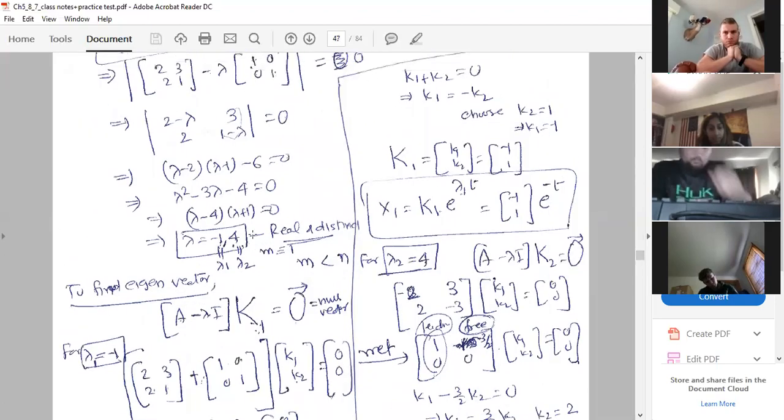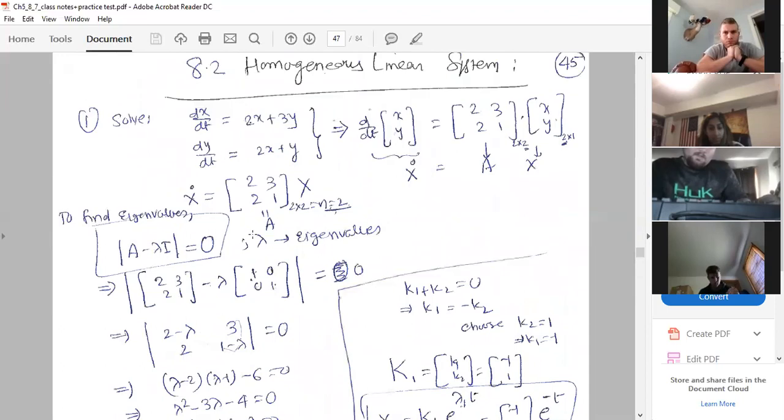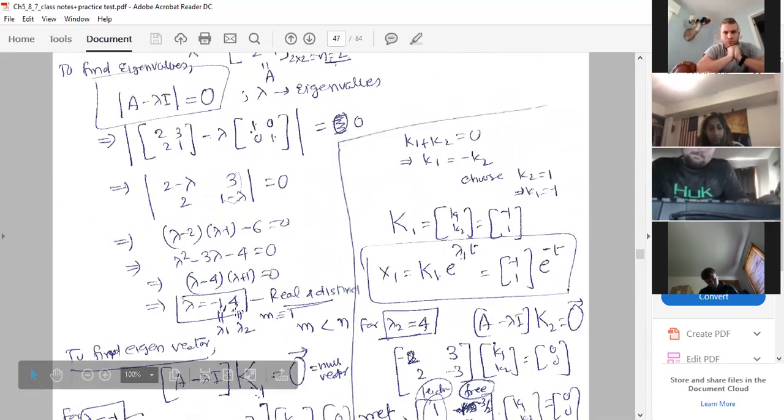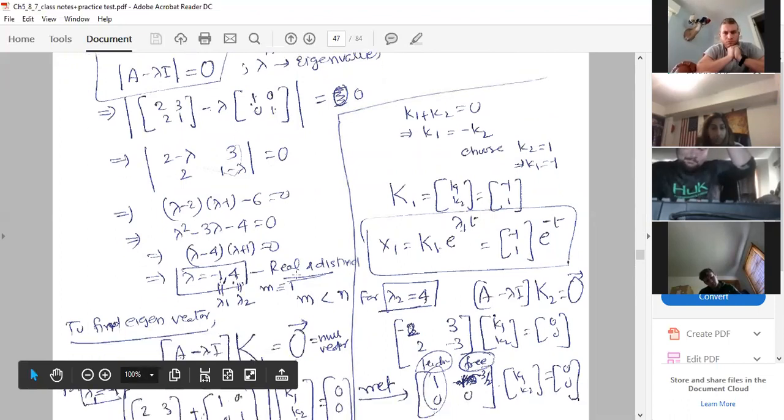Here, -1 and 4. So again, look at over here. My lambda equal to -1 and 4. One of these I would like to denote by lambda 1. Second one is lambda 2. M equal to 1 because multiplicity, none of these is repeated. So multiplicity is just 1. Roots are real and distinct. And you have to mention this thing too, guys, that M is strictly less than N here.